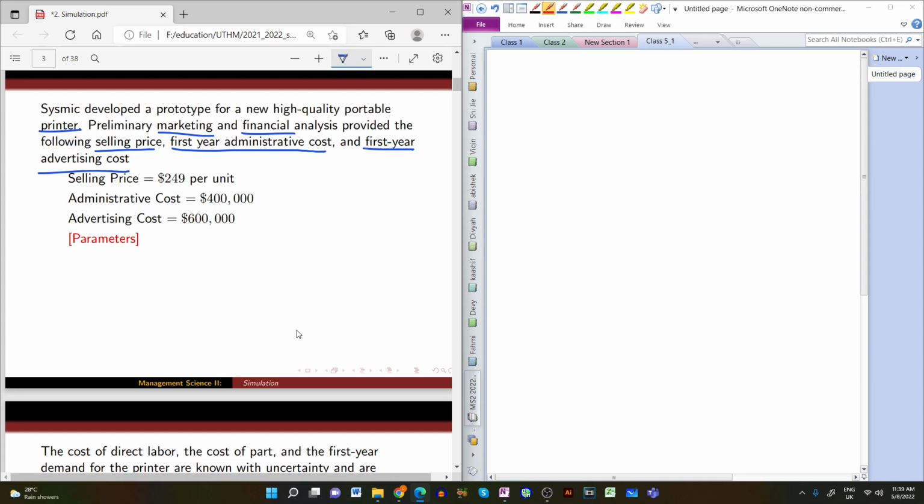I think you need to copy this in your slide. Sorry for the delay in sharing the slide. I almost forgot that. In your slide you have to copy this.